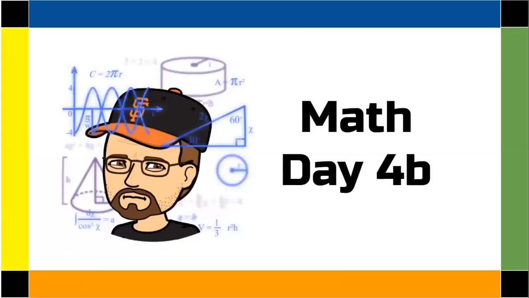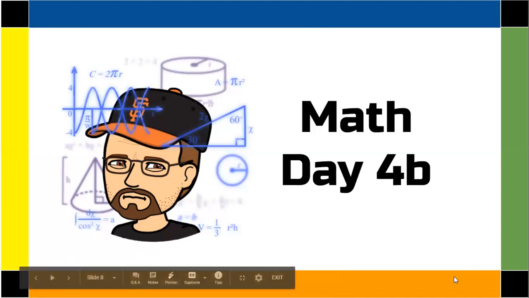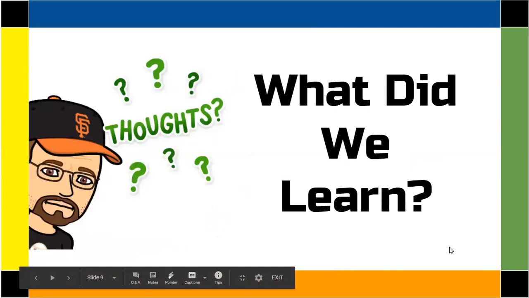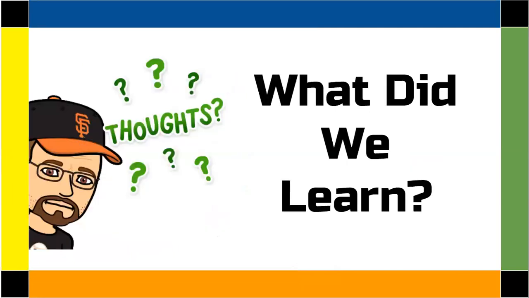All right, welcome. It is Math Day 4B, and so hopefully we're working on our next section in math and you're keeping up with us. So what did we learn? We've spent a lot of time talking about attributes of shapes. And so hopefully you've been working on those key terms with your family. And now we're working on some work with quadrilaterals. So make sure you're reviewing those things.